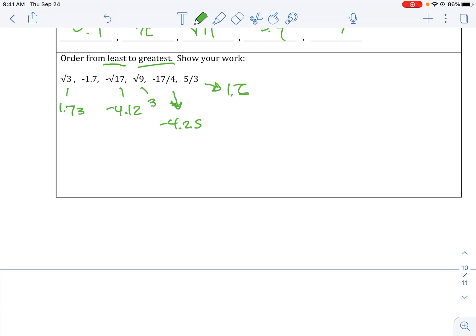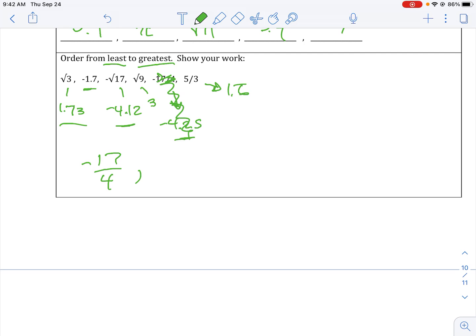So now I have to put them in order. This is how we show our work. Write down all the numbers, put them all as decimals. Least to greatest. So now I look at all my decimals and see which one is the smallest. Here I have 1.73, but I've got some negatives. So my negatives are going to be smaller than all of my positives. So remember, negative means opposite, so technically I have to look for the largest negative number, which is negative 4.25. So this is going to be my smallest number. Negative 17 over 4 is my smallest number.